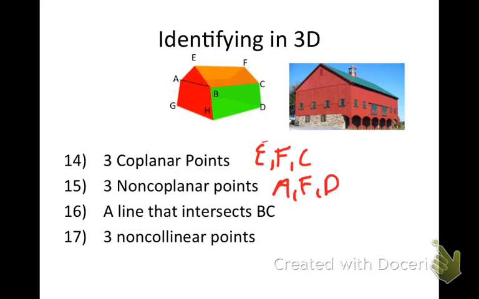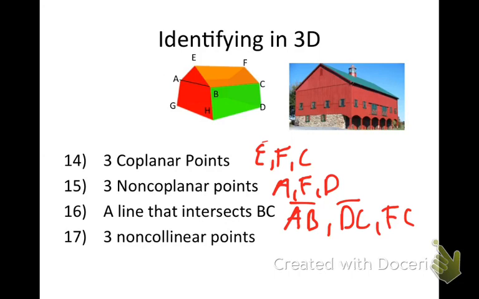Number 16. A line that intersects BC. Callie, what's a line that intersects BC? AB does. What's another line that intersects it, Caden? DF? DF's not a line. How about DC? Would DC intersect BC? Yes. Mr. Bannister? FC would intersect it as well.